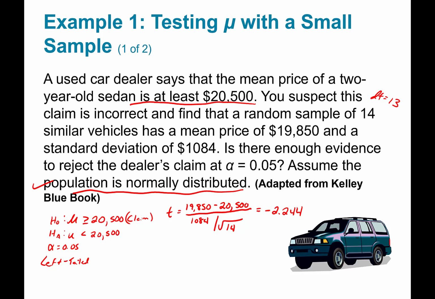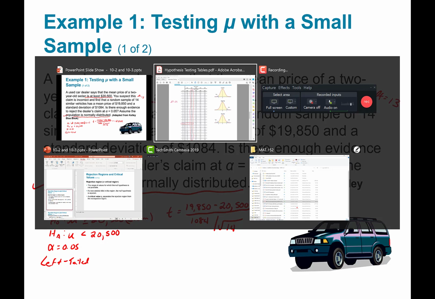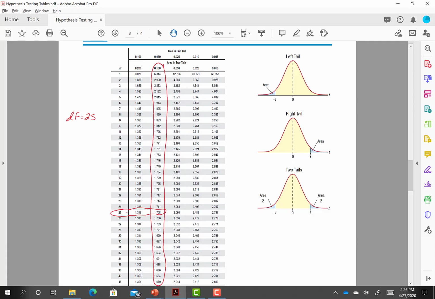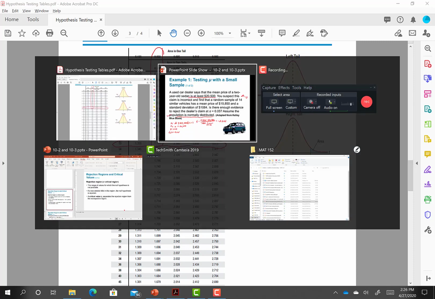So now we need to find that critical value of t and figure out what our rejection region is. So we know we're doing a left-tailed test with degree of freedom 13. So left-tailed, so we're going to use a negative value. Degree of freedom is 13, so we're on this row. And our alpha value was 0.05, and it's a one-tailed test, so we use this top row. So then our critical value of t is negative 1.771.